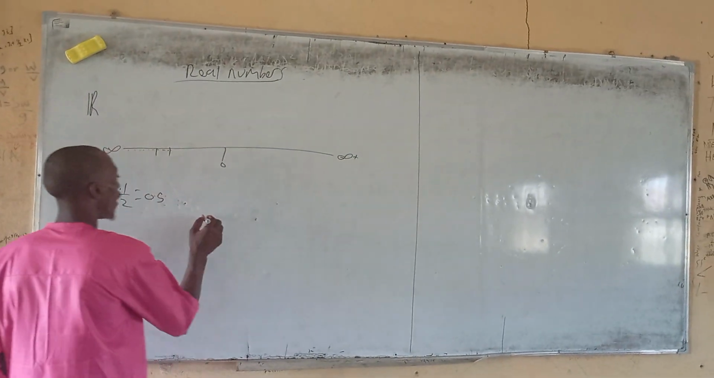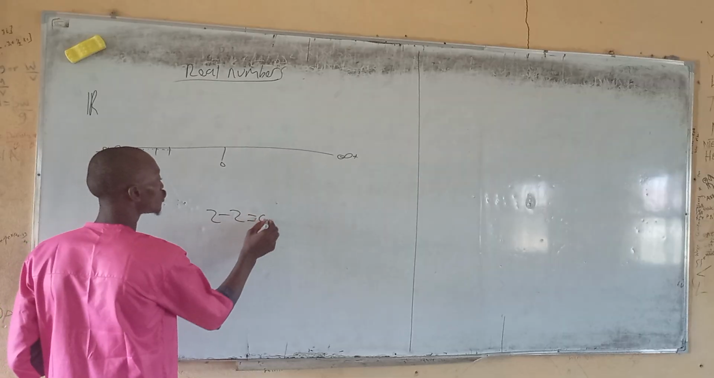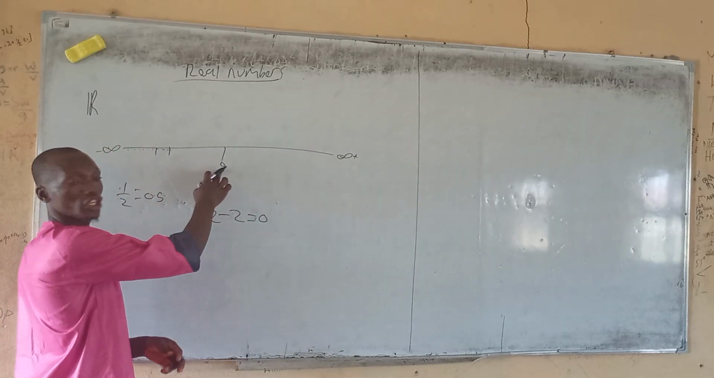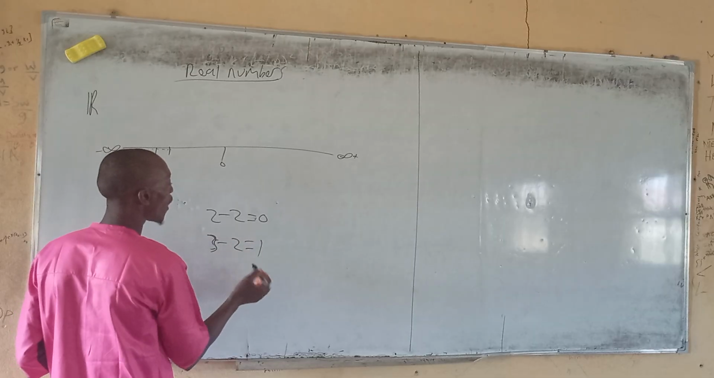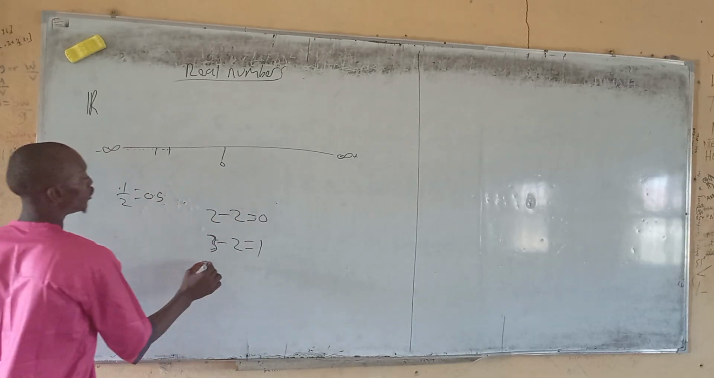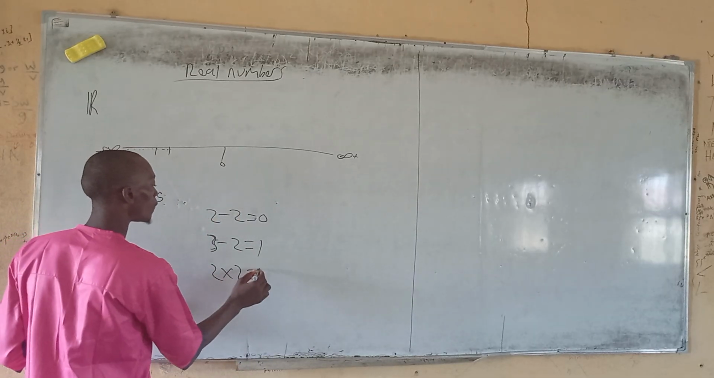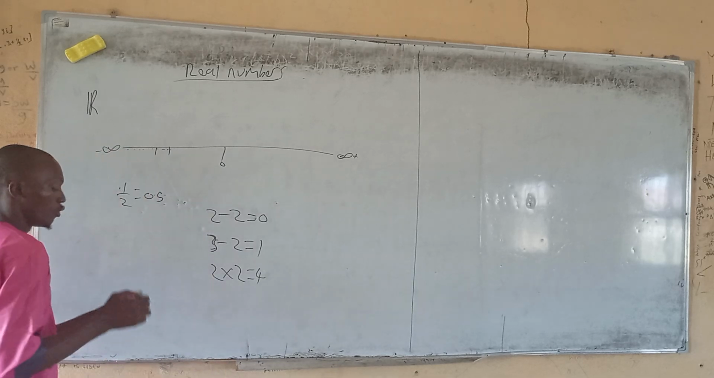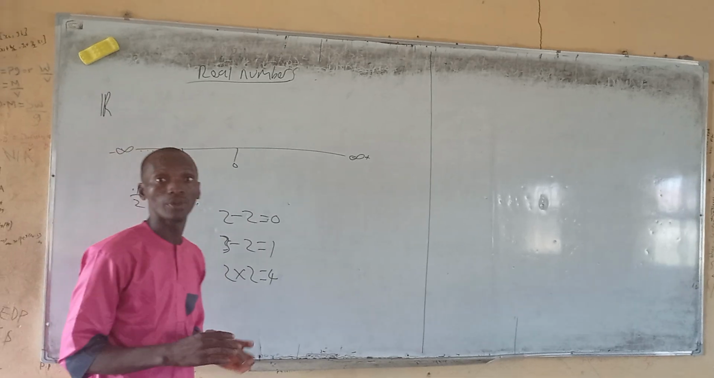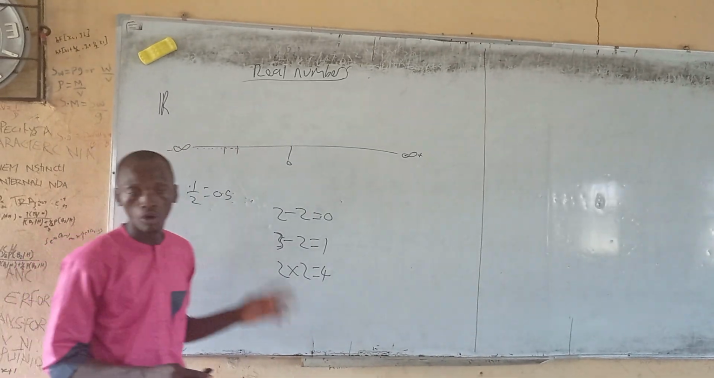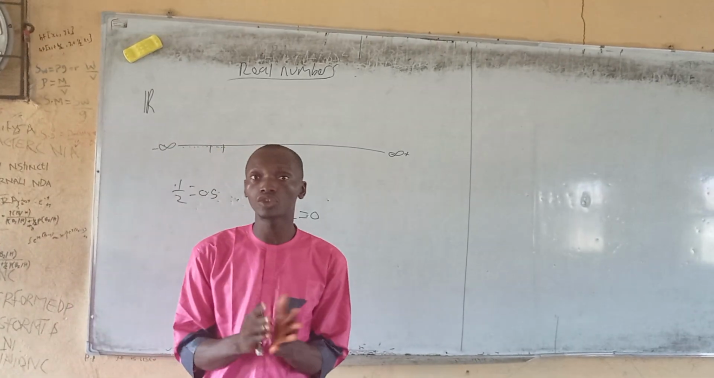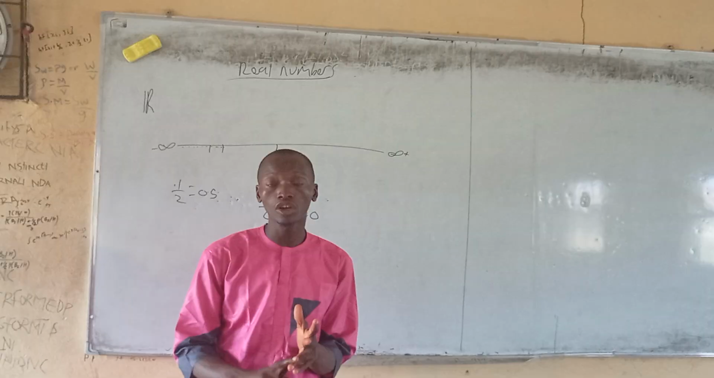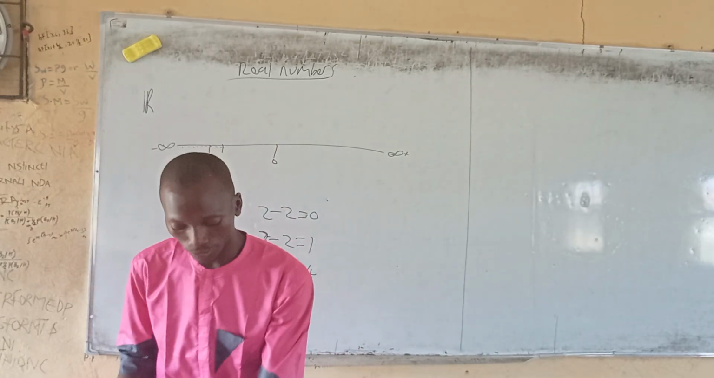For example, 2 minus 2 is equal to 0. 0 is a real number. 3 minus 2 is equal to 1. 1 is a real number. 2 times 2 is 4. 4 is a real number. When you add, subtract, and multiply, you also get a real number. That's called the algebraic property. They follow the algebraic procedure: your addition, your subtraction, your multiplication, and your division.